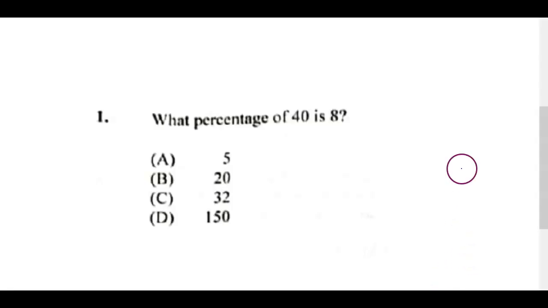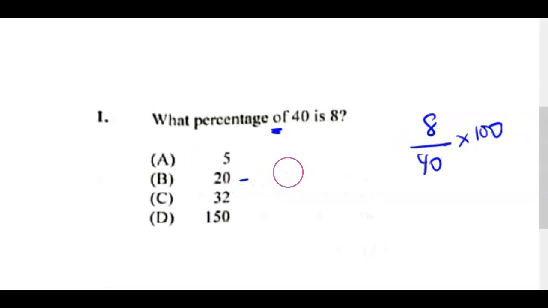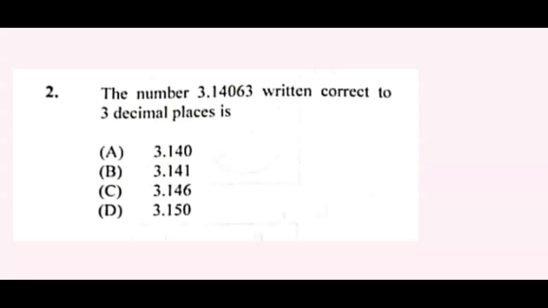Number 1. It says here, what percentage of 40 is 8? The key word here is "of". So what percentage of 40 is 8? 8 over 40 multiplied by 100, we work this out and we will get 20. 20 is the answer. So number 1 is B. Now moving on to number 2.